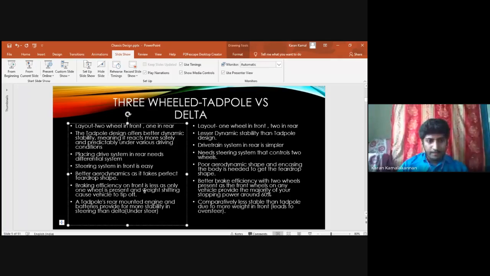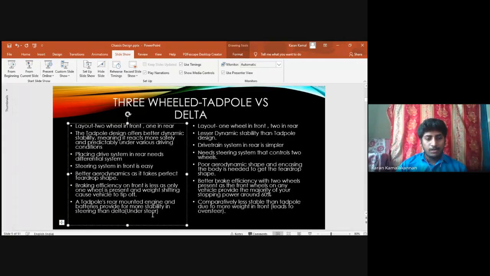Next point is that braking efficiency is less in the delta, because only one wheel is present in the front. As we know, the main component while braking is the front. The front part should have more braking effort than the rear. So in a tadpole design, there are more wheels in the front, so naturally the braking efficiency is better than the delta.